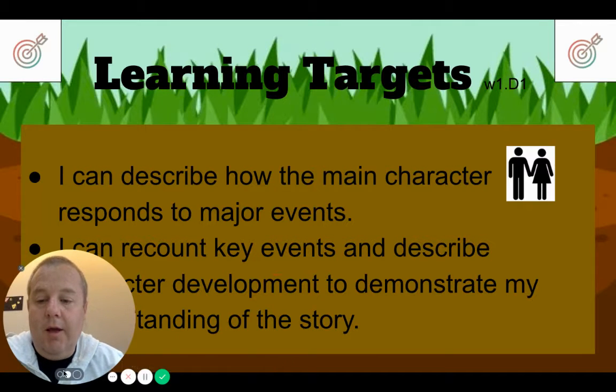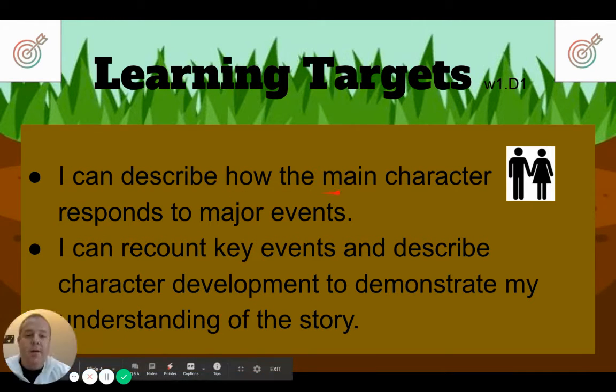Here are your I can statements for the week today. I can describe how the main character responds to major events. So you're going to figure out what the main character in the book does when major things happen. I can recount key events and describe character development to demonstrate my understanding of the story. That's a mouthful, huh? That means you'll be able to retell the important parts and describe how the character changes as a person from beginning to end, to just show someone that you understood what happened in the story.